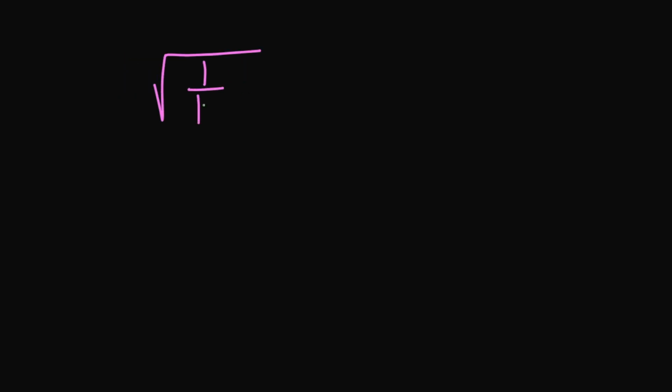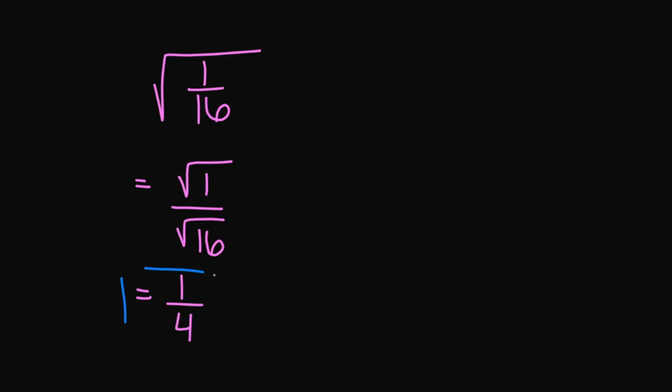The square root of 1 over 16. Your numerator, you're going to get the square root of 1 over the square root of 16. And your numerator, the square root of 1 equals 1. And then your denominator, the square root of 16 equals 4. So your final answer here is 1 over 4.